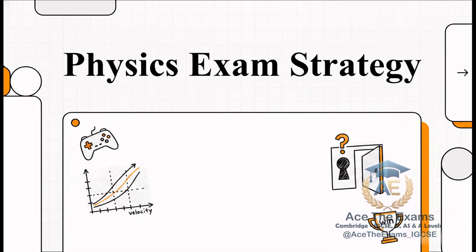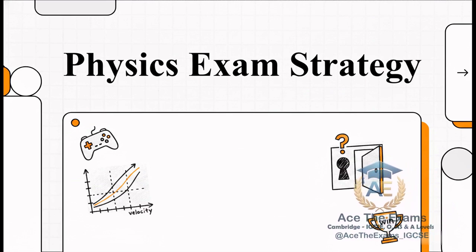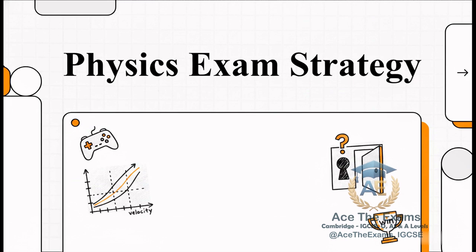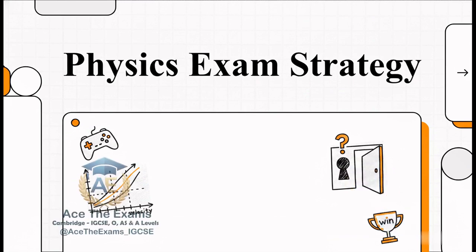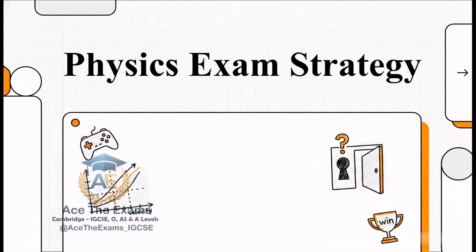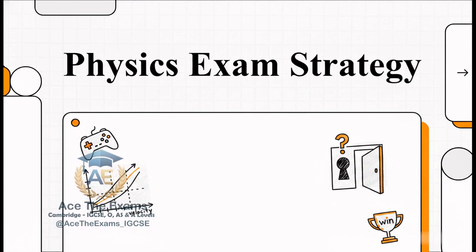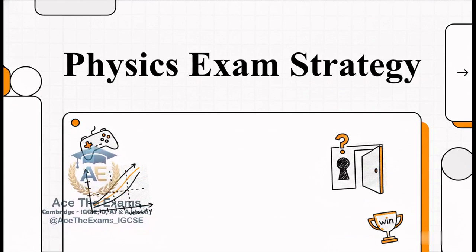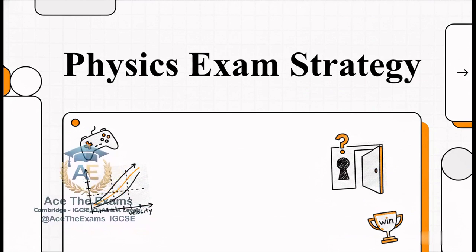Alex is the kind of student who overloads every answer with raw, unfiltered physics facts, but provides zero actual analysis. And then you have Sam. Sam rushes through the paper, completely misses the command word requirements, and loses easy marks. We are going to fix both of those errors today.